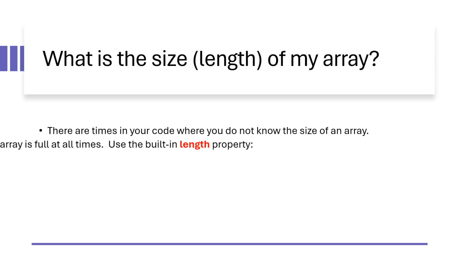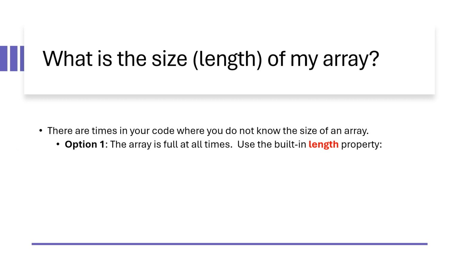First of all, if you know the array is going to be full at all times, maybe you know, for example, you have a list of the top 10 high scores, and there's always 10 scores. Even if they're always zero, that may be the case. Maybe you have an array of cards. You know there's always 52 cards in a deck, so that might be always full at all times.